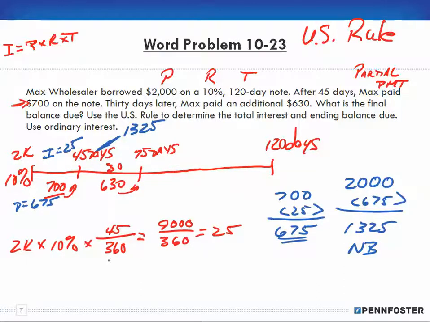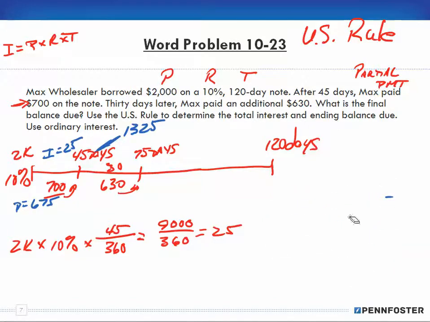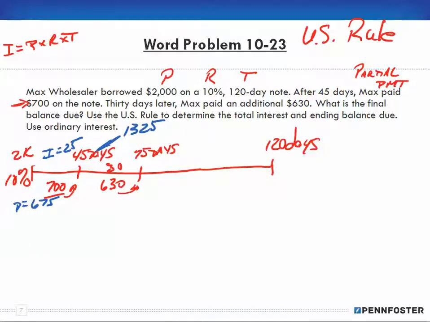Okay, right now I'm going to stop, so pause and rewind or whatever you have to do in order to copy all of this down, because I'm erasing the calculations here, as you can see, so that we can continue working on. Okay, so at this point in time, right here, we have a new balance of $1,325.